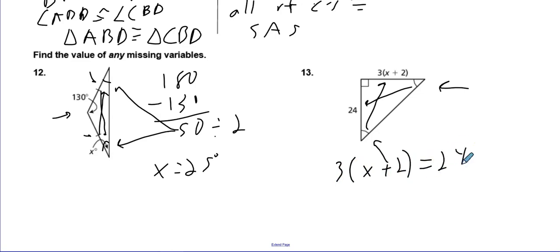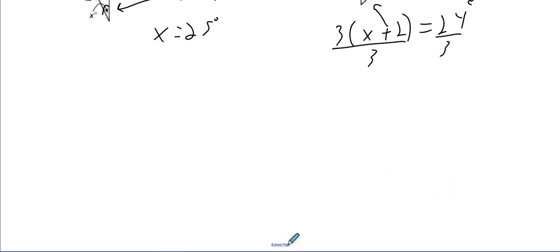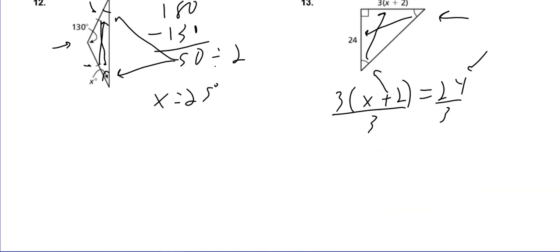Now, there's two ways to go about this. I can distribute the 3, right? And I'll end up dividing by 3 later. Or, since this number is divisible by 3, I can just get rid of it now. It's up to you. I personally like to get rid of it when I can and save time and keep the numbers smaller. So that is going to cancel and leave me x + 2 = 8. And then I'm done. Just subtract 2. x is 6.